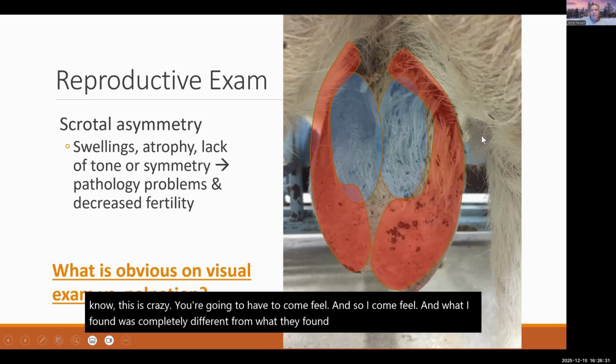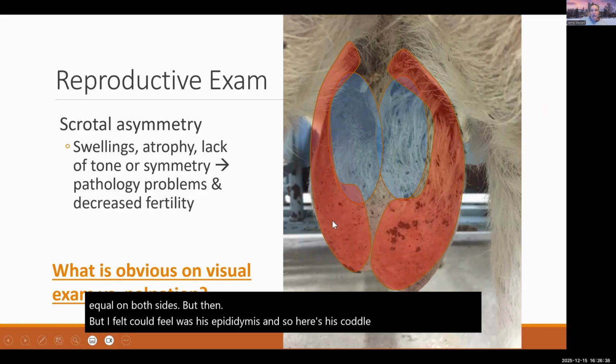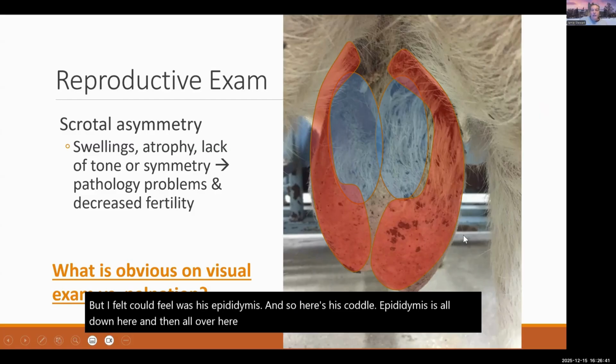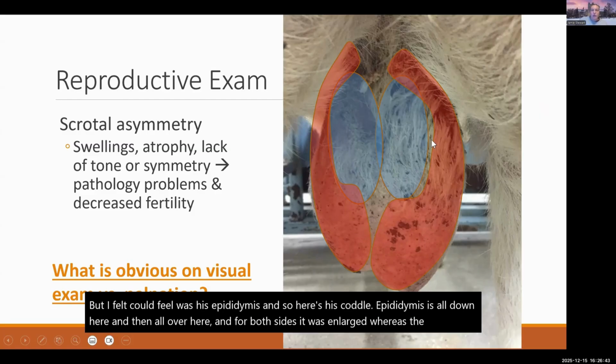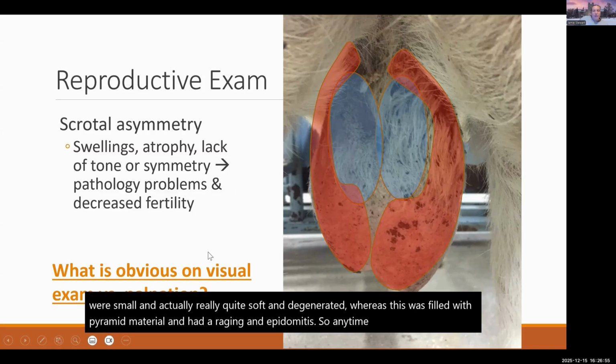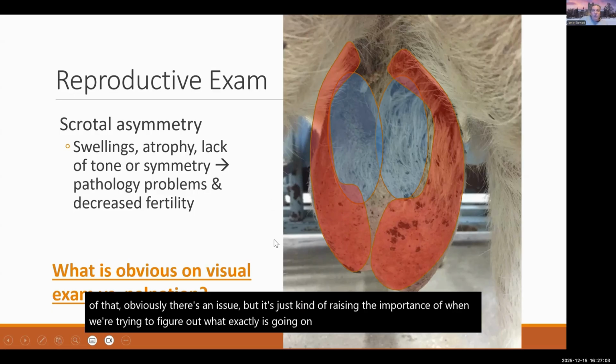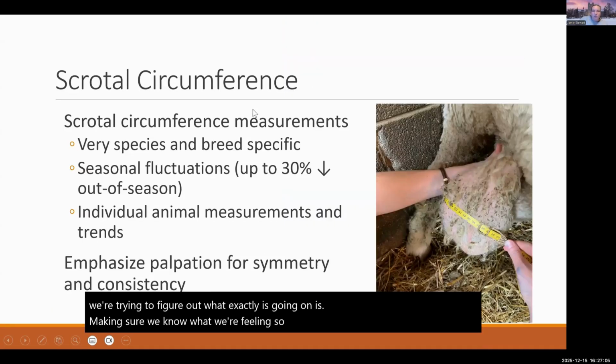The testicles were actually equal on both sides, but then what I could feel was his epididymis. And so here's his caudal epididymis all down here and then all over here. For both sides, it was enlarged, whereas the testicles were small and actually really quite soft and degenerated, whereas this was filled with purulent material and had a raging epididymitis. So anytime we see any of that, obviously there's an issue, but it's raising the importance, when we're trying to figure out what exactly is going on, of making sure we know what we're feeling. So I always emphasize that to students.